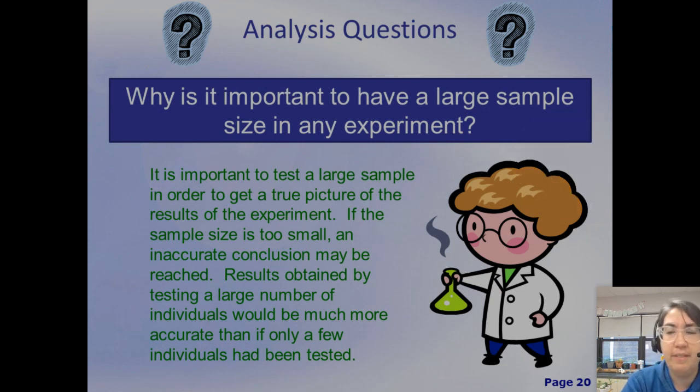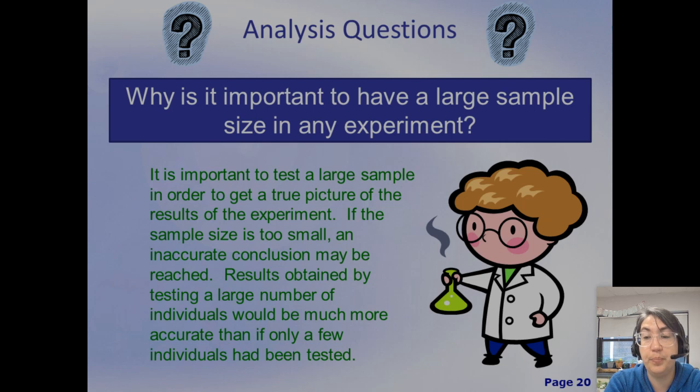So some things you have to think about when you're designing an experiment. Why is it important to have a large sample size in any experiment? So it's important to test a large sample in order to get a true picture of the results of the experiment. If the sample size is too small, an inaccurate conclusion may be reached. Results obtained by testing a large number of individuals will be much more accurate than if only a few individuals have been tested.